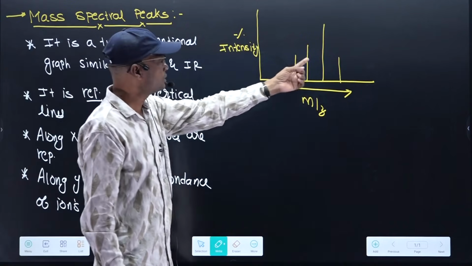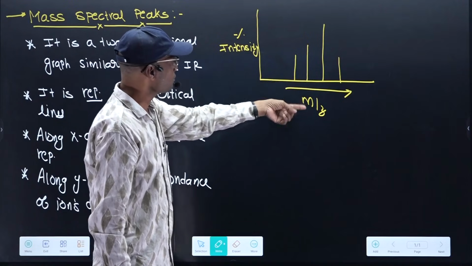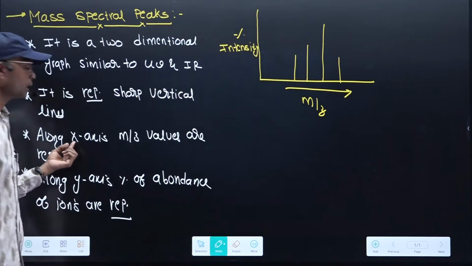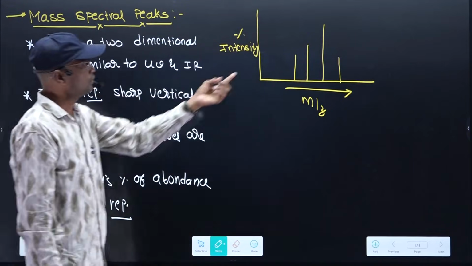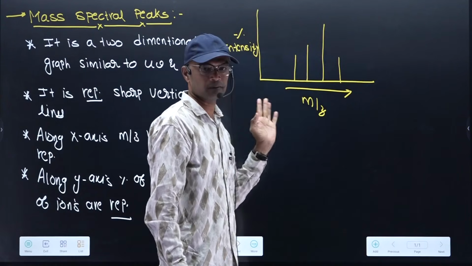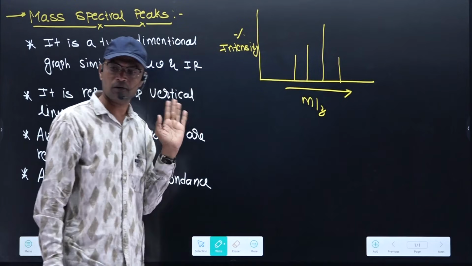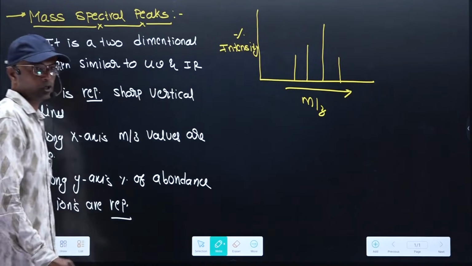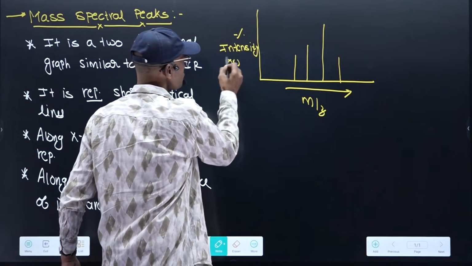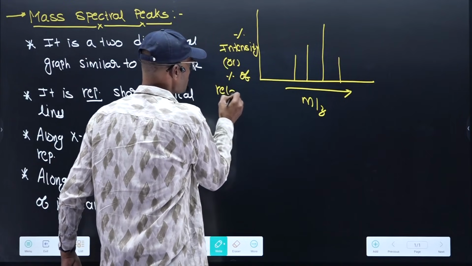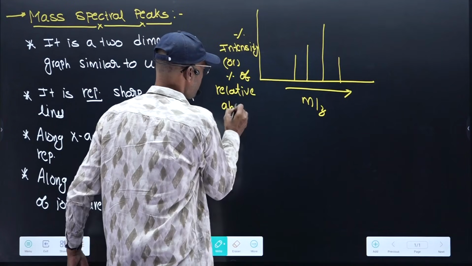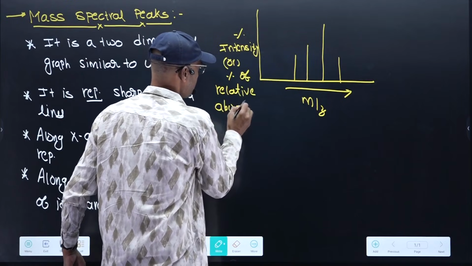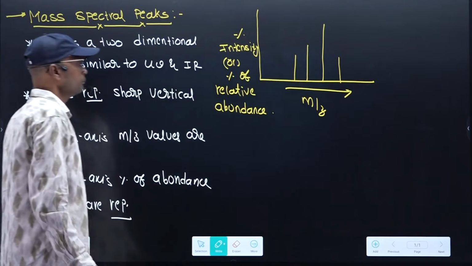Sharp vertical lines: along the x-axis, m/z value; along the y-axis, percentage of intensity. This percentage of intensity is also called relative abundance. Relative abundance means with respect to one peak, the heights of the other peaks are decided. That is called relative abundance, otherwise percentage of intensity. Both are the same. You can write percentage of intensity or percentage of relative abundance.